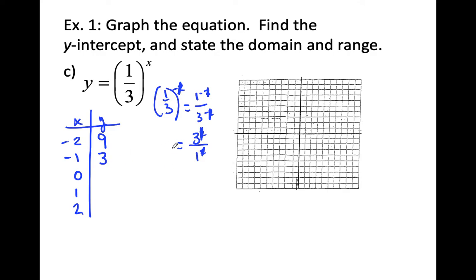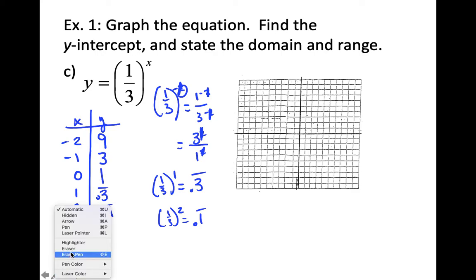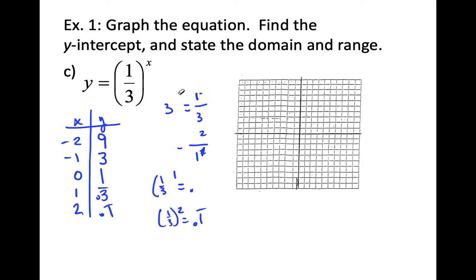If I put 0 in, (1/3) to the 0 gives me 1. And then for 1, (1/3) to the first is going to give me 1/3, or 0.3 repeating. And if I put in (1/3) to the second, that'll give me 1/9, or 0.1 repeating. Whether you write repeating or not in the t-chart does not matter. Now we just have to graph it and then answer our 3 questions.